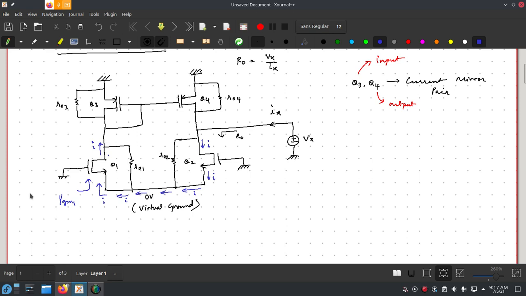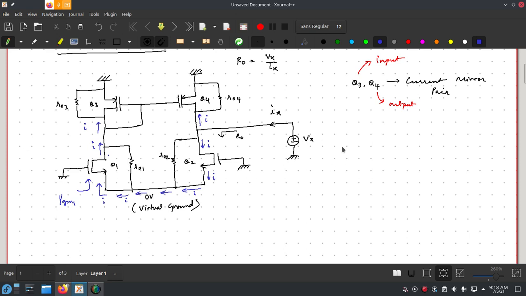Now I is the actual current which is entering Q3. Now Q3 is the input to the current mirror pair, so whatever current enters Q3, that same current will be seen at Q4 also. Same current will be seen at Q4. So this is what it is. I'm just showing you the path of the current which flows.